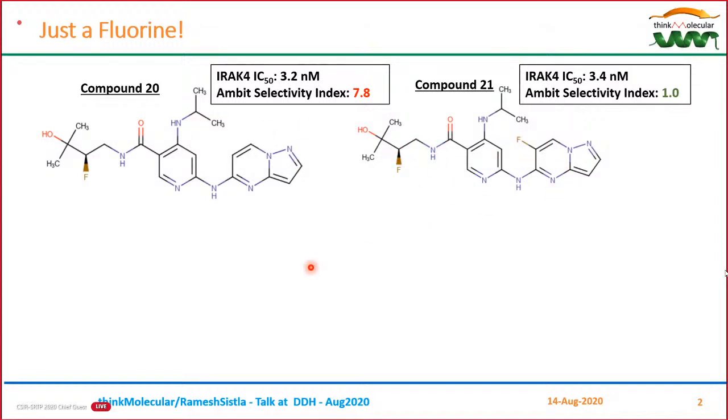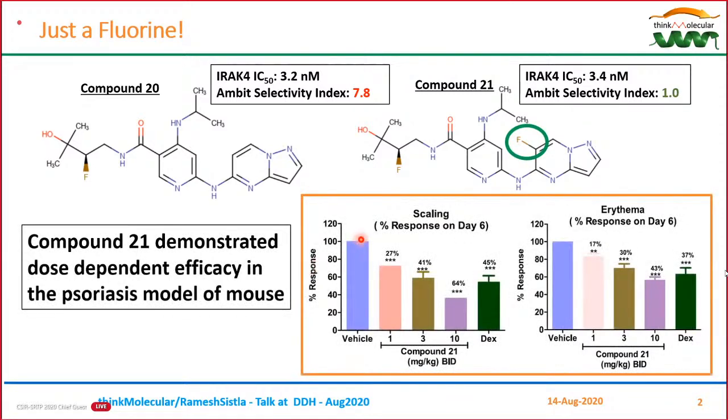So that is going to be the part of the story. Now, this compound 21, obviously, because after this I'm not going to talk about any biology at all. So I just want to state here that the compound 21 demonstrated dose-dependent efficacy in the psoriasis model of mouse.